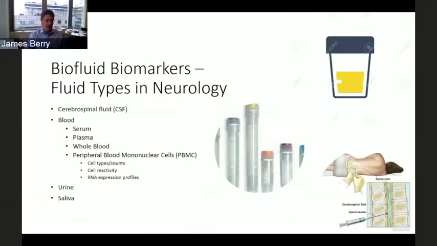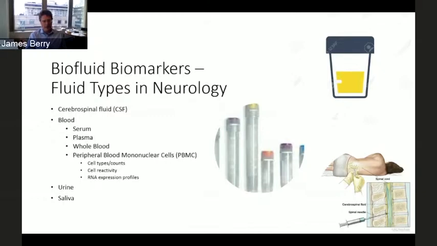Blood has different components, serum and plasma, which differ in that in one of them you've allowed it to clot. You can get rid of abundant proteins, but you might lose some of the non-abundant proteins. It might be easier to get exosomes from serum than plasma, but these are questions that you really have to ask yourself during this sort of biomarker process.